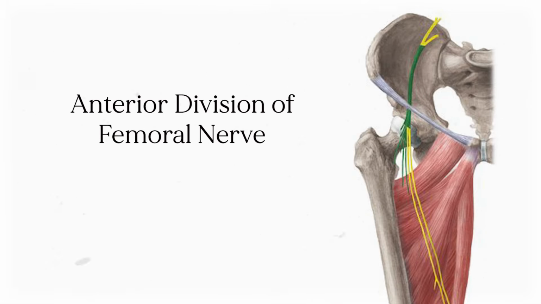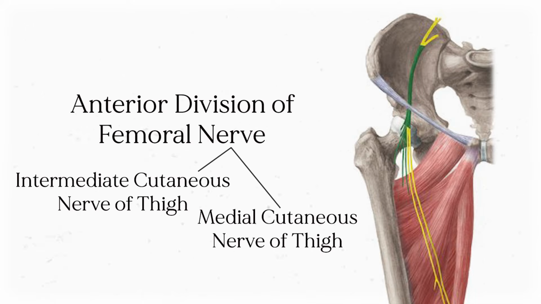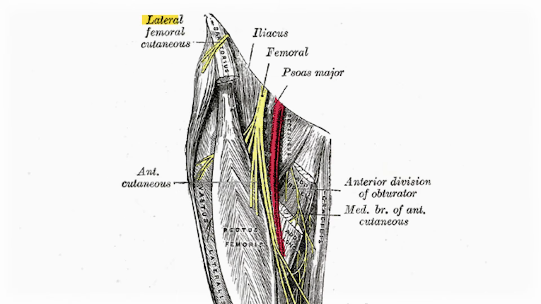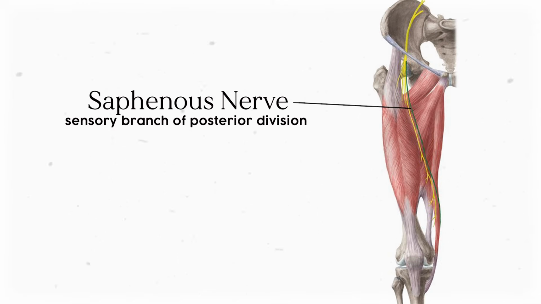That anterior division splits into the medial cutaneous nerve and intermediate cutaneous nerve, which innervates the skin on the anterior medial thigh. Remember, we already had the lateral cutaneous nerve of the thigh that handled the skin of the lateral thigh, so these branches of the femoral nerve handle the other sides. Aside from its sensory component, the anterior division branches off into some motor nerves as well, plugging into the pectineus and the sartorius.